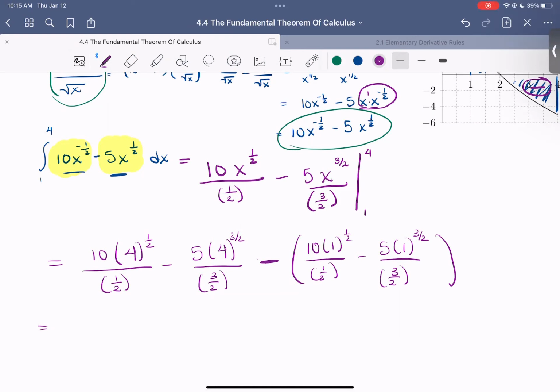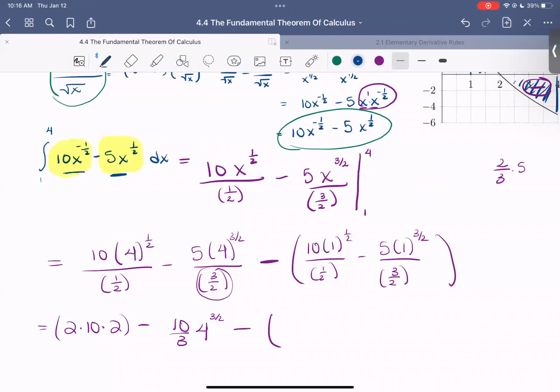So we can clean this up a little bit. So dividing by 1/2 is the same as multiplying by 2. So this becomes 2 times 10 times 4 to the 1/2. That's the square root of 4, which we know is 2. So there's our first term, minus, and again, dividing by 3/2 is the same thing as multiplying by 2 over 3. So we have 5 times 2 over 3, which would just be 10 over 3 times 4 to the 3/2.